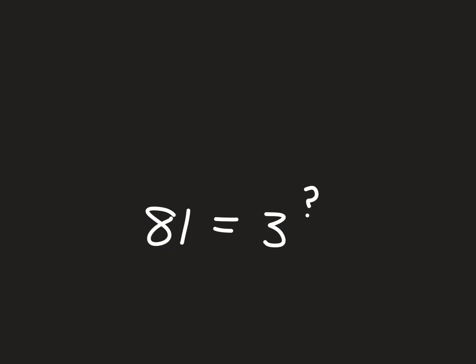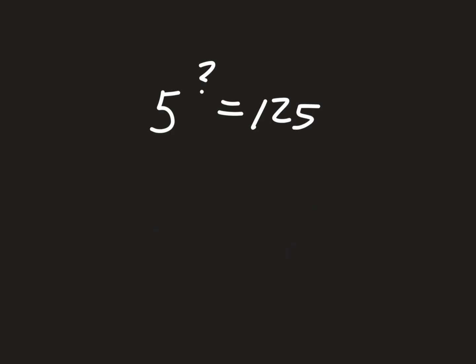How about 5 to the something is 125. Don't say it. Think it. 1, 2, 3. What do you say? 3 is correct. Good. All right.